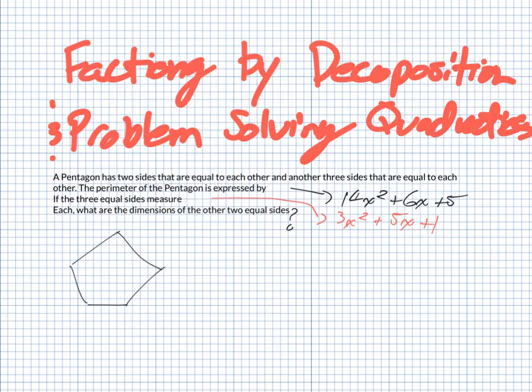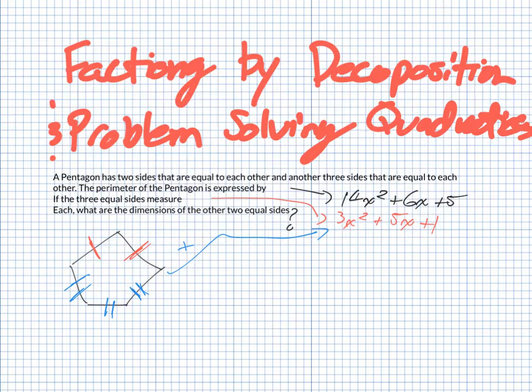It's a very terrible drawing I've made. But think of this as, here are your two sides that are equal, and then these would be the other three sides that are equal. So we know those three sides. Oh, I should have done the colors the other way. Oh well. The three sides, they all add up to that expression here. So the question they're asking us right now is, what do these two sides add up to? What are the dimensions of the other two equal sides?